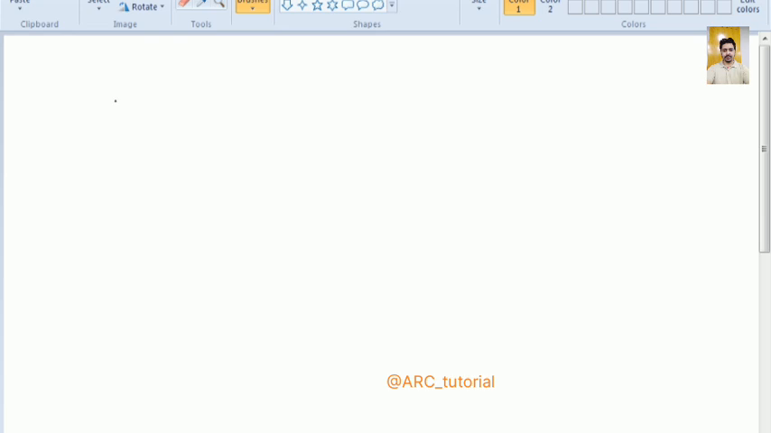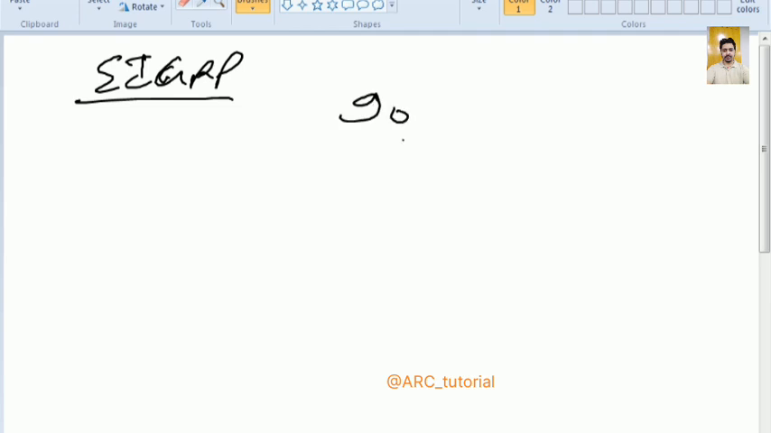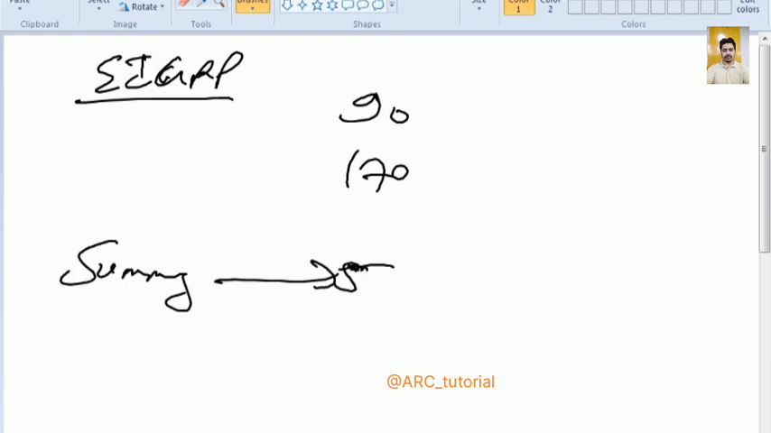So in EIGRP, its default AD value is 90 and there are only 2 types of routes available in EIGRP, either internal or external. For all internal prefixes its default AD value will be 90. For all external, and you can also have summary. For summary its default AD value will be 5. Tell me.